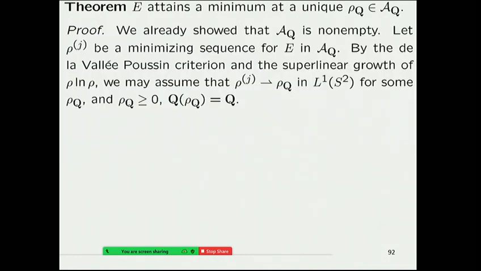So we'll use the direct method again. We'll take a minimizing sequence for E in a set of admissible functions, and now I have that of course rho is positive, and the integral of rho_j log rho_j is bounded, and rho log rho is superlinear. And so you can use this de la Vallée-Poussin criterion for weak compactness in L1 to show that you can extract a weakly convergent subsequence to some rho sub q in L1 of the sphere.